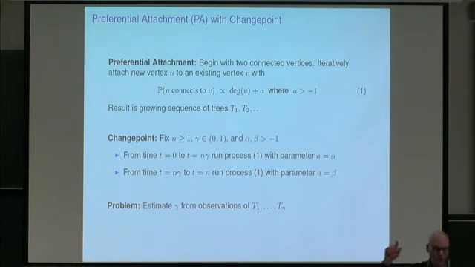A generative process where we start with 2 connected vertices, with an edge, and then we add new vertices to this system one at a time. We attach our new vertex U to a vertex V at random, in a way that is proportional to the degree of V plus some constant A, where A is greater than -1. So, the standard preferential attachment model. And as everyone knows, when we do this, we get a growing sequence of trees.